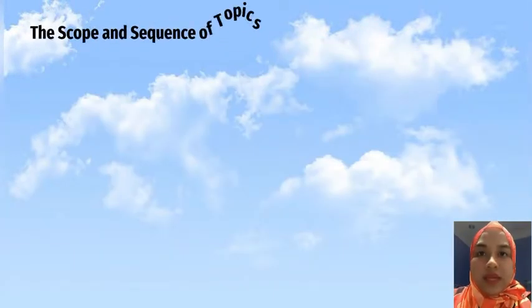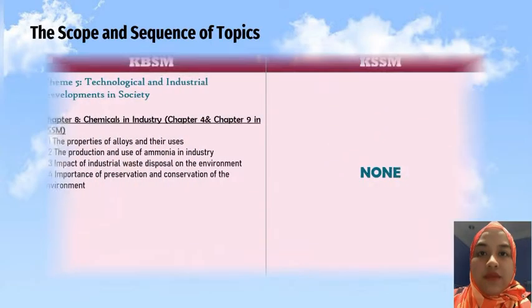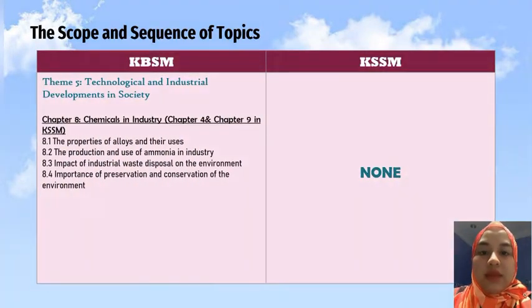Lastly, KBSM has Theme 5, while KSSM does not have Theme 5. In KBSM, Theme 5 is Technological and Industrial Developments in Society. It covers Chapter 8, Chemical in Industry. This is the combination of Chapter 4 and Chapter 9 in KSSM.